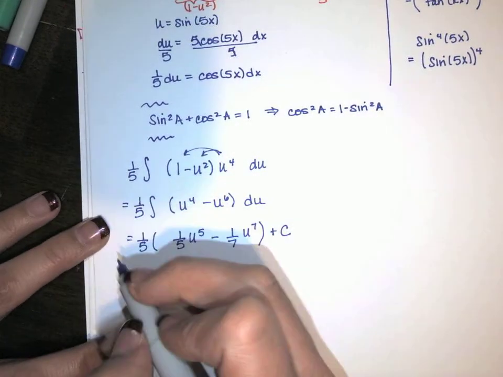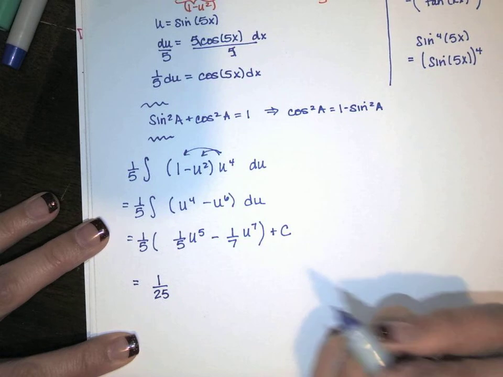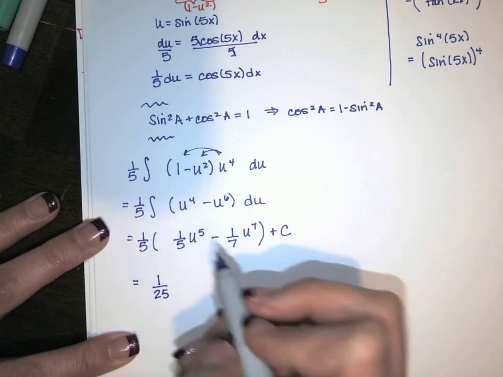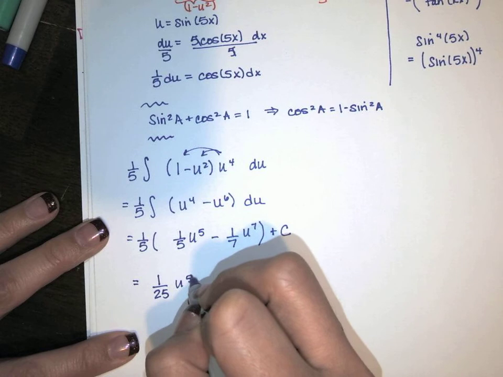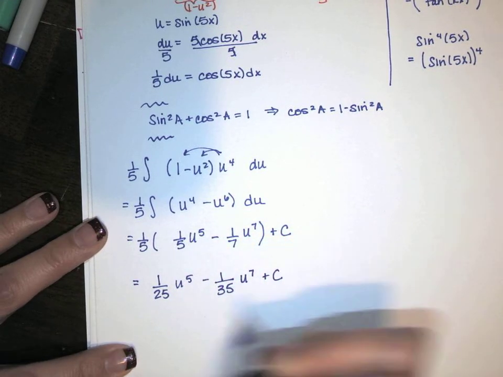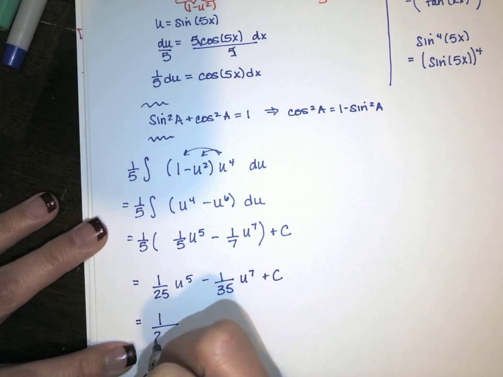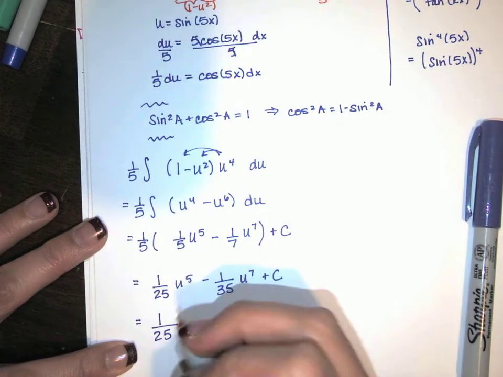If you want, you can distribute the 1/5 through. You don't have to. I think I prefer to. So I've got 1 over 25 times u to the 5th minus 1 over 35 times u to the 7th plus c. And then we want to back substitute. Remember, u was sine of 5x.